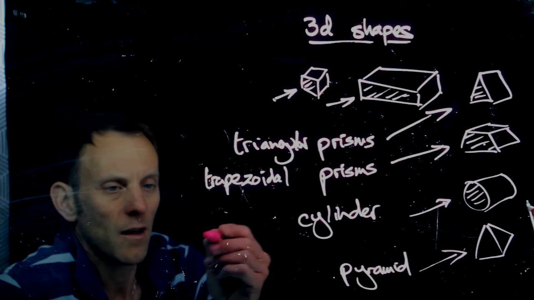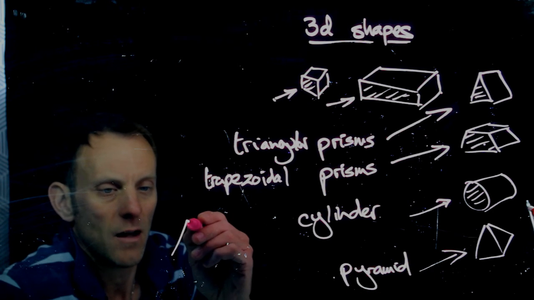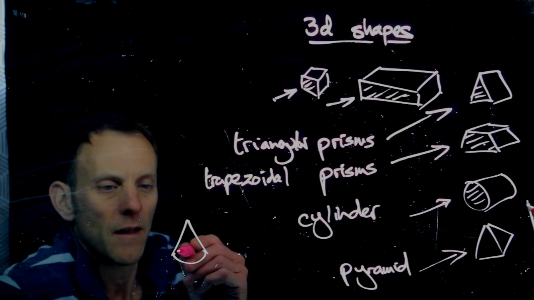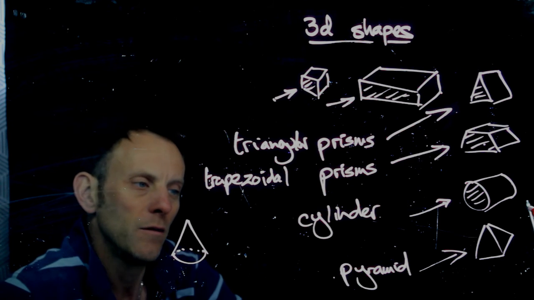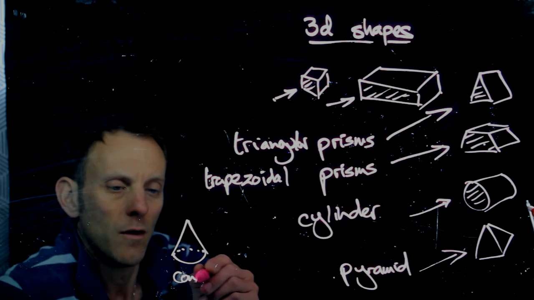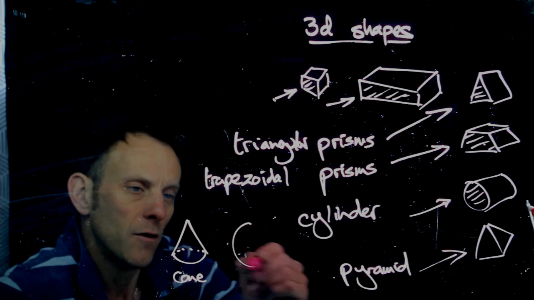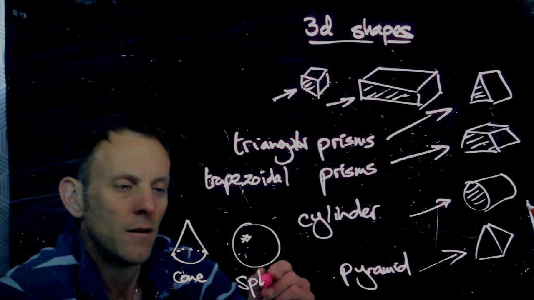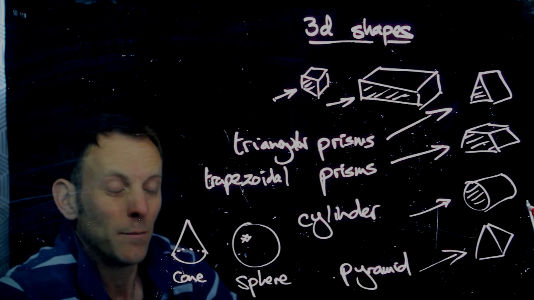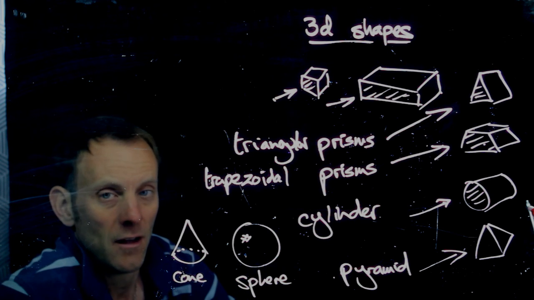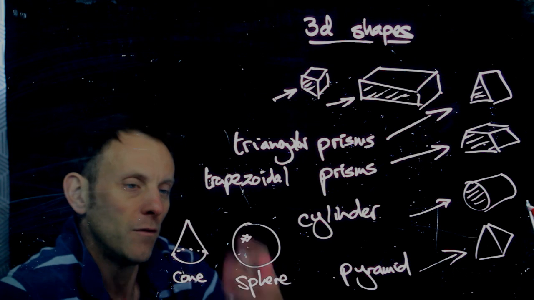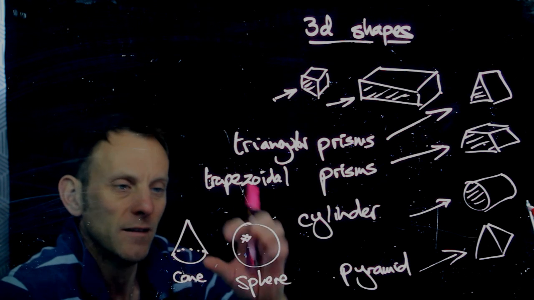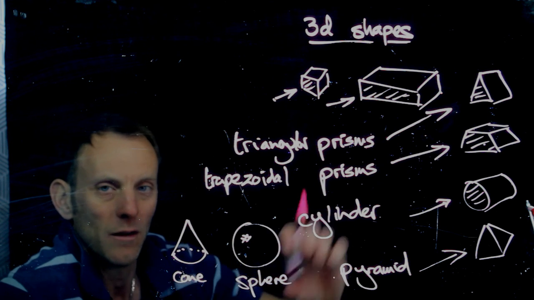There are a couple of others. We obviously could have a cone. That doesn't count as a prism. So cone, pyramid, and the final one to talk about today, the sphere. And the sphere, or ball shape, definitely doesn't have a cross section that's the same. You slice it in all sorts of different places. The size of the circle that you would get would be different.